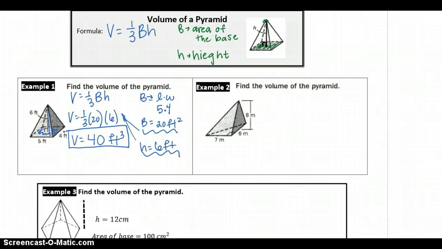Let's look at example number 2. So in example 2, again, we have a pyramid. So the volume of a pyramid is given by the formula V equals 1/3 capital B times H, where capital B is the area of the base. So the base here is a triangle. So the formula for the area of the triangle is 1/2 base times height. The base of our triangle is 7, and the height of our triangle is 6. So when we multiply 1/2 times 7 times 6, we will get that the base is equal to 21 meters squared.